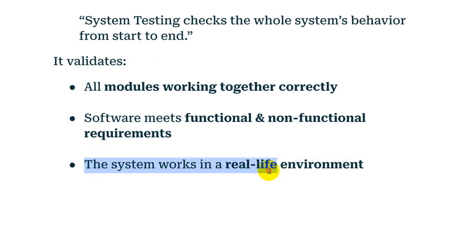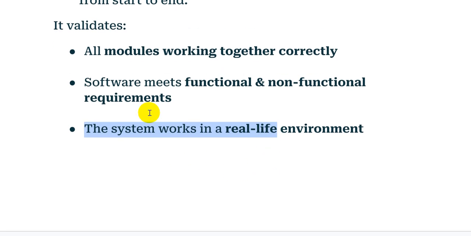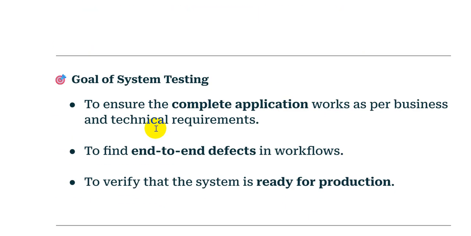Third, the system works in a real-life environment. Like a dev environment, we have a QA environment and we have a UAT environment. System testing is done in the QA environment. So we can test this application like an end user, and we can try to find bugs and errors. So these are the validations we can do as part of system testing.